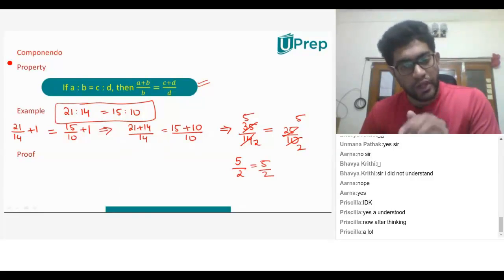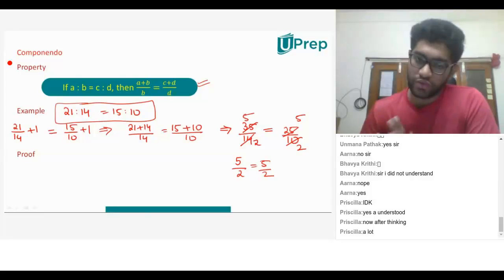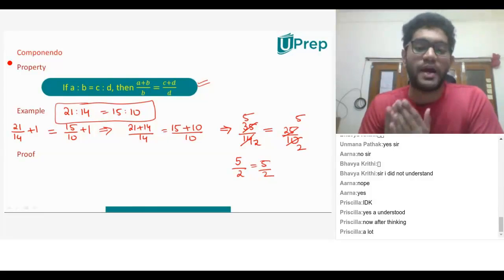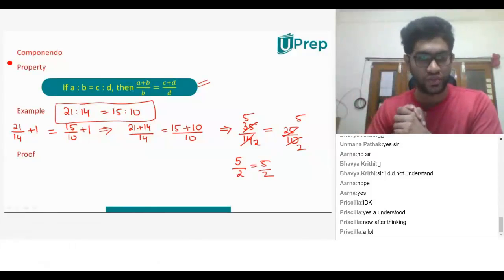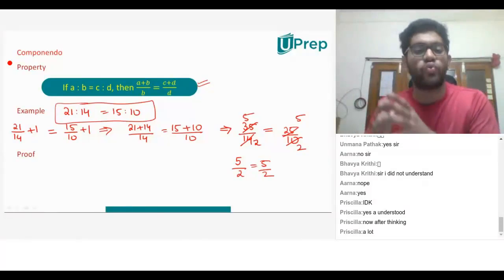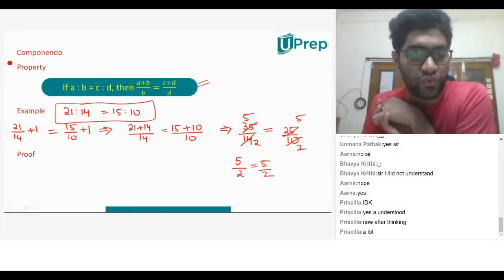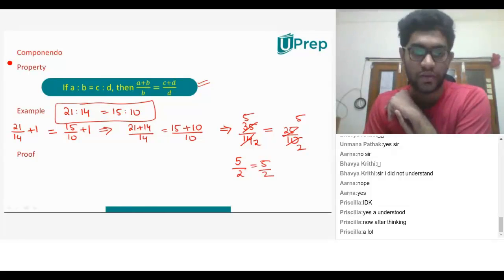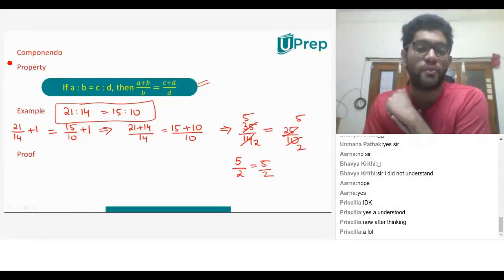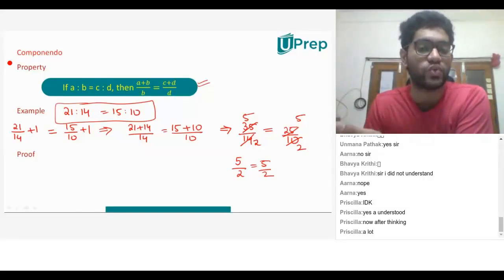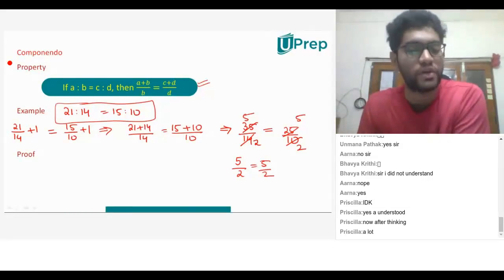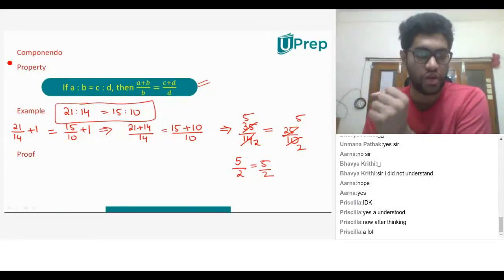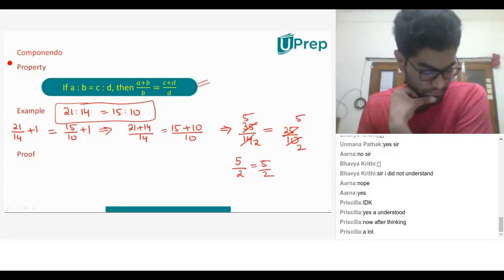Now guys, if you put plus 2 on both sides also, the equations are still balanced, they won't change. You will still end up with the same ratios for both the sides. This is how we prove that 21 is to 14 is equal to 15 is to 10. The property of componendo was (a plus b) by b equal to (c plus d) by d. I took letters there. I now took numbers to make it easier for you.